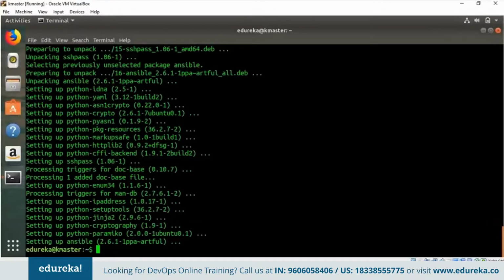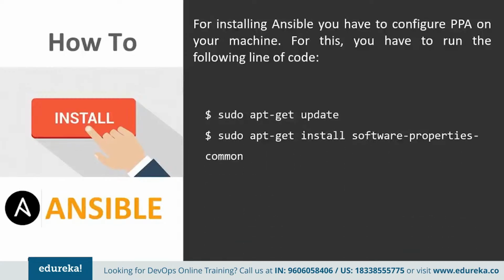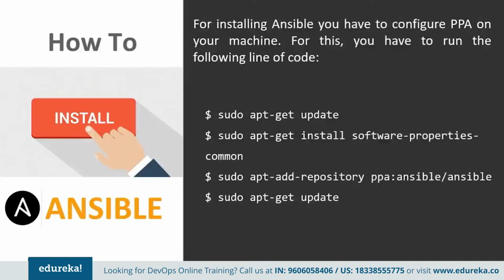Now let's move on with the session. Let me just give you a summary of the commands that you need when you install Ansible. You just have to update your repositories. Once you're done with that, you have to install the common software properties. Once that is also done, you'll add a new repository for Ansible, and then you'll update your repositories, and then finally you'll install Ansible. So these are the commands that you have to use.